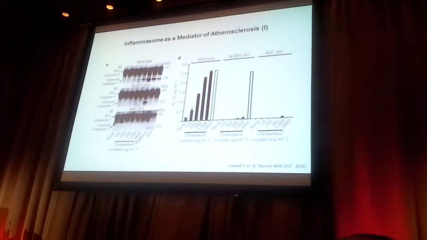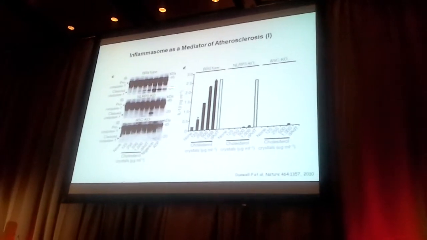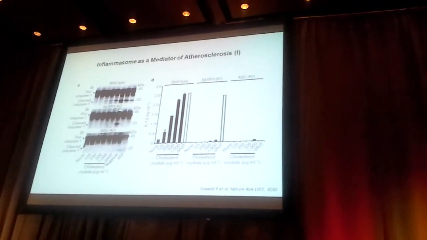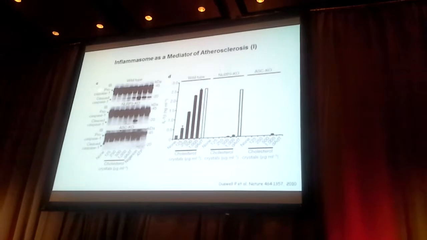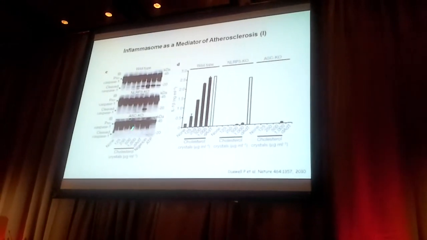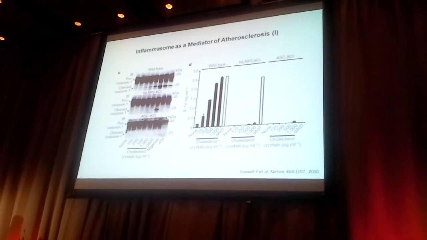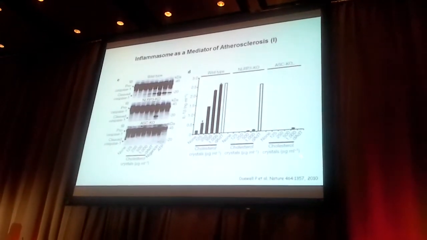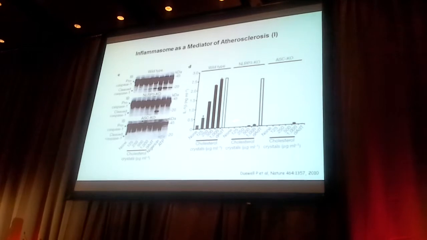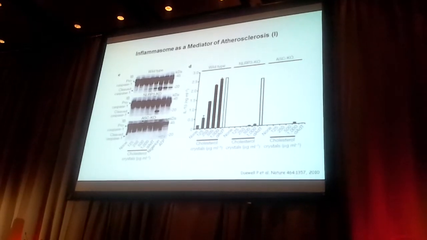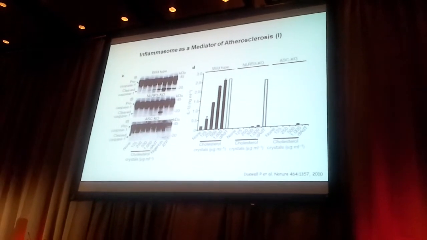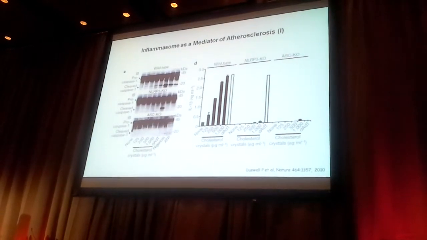The inflammasome is also regarded as a mediator of atherosclerosis. You can see that the cholesterol crystal-induced expression of caspase-1, shown here, is significantly ameliorated in NLRP3 and ASC knockout mice. And you can see there is a much greater decrease in the expression of IL-1 beta in NLRP3 and ASC knockout mice.